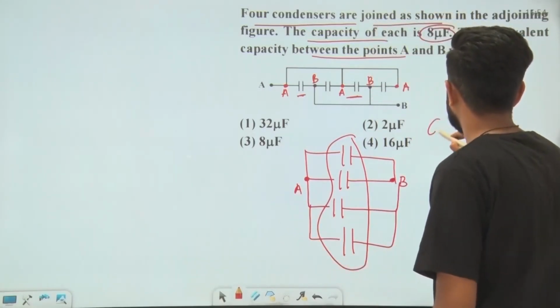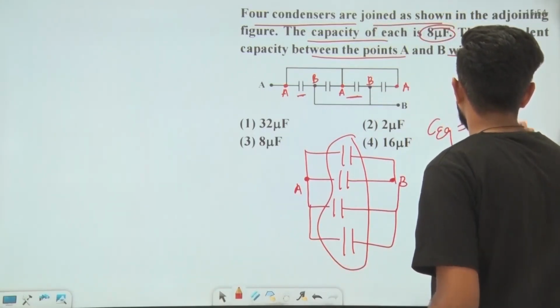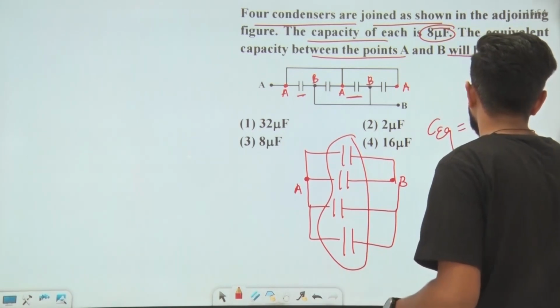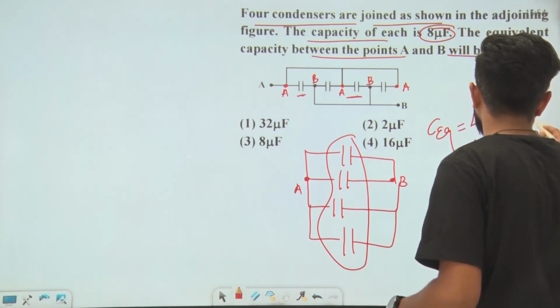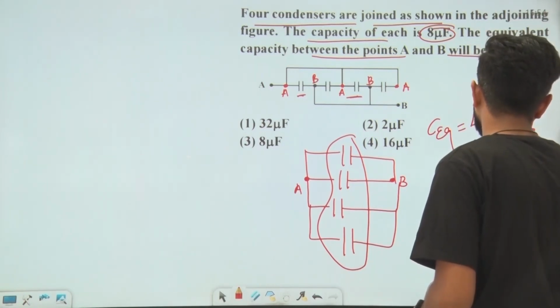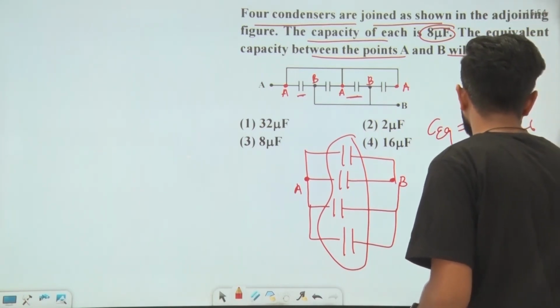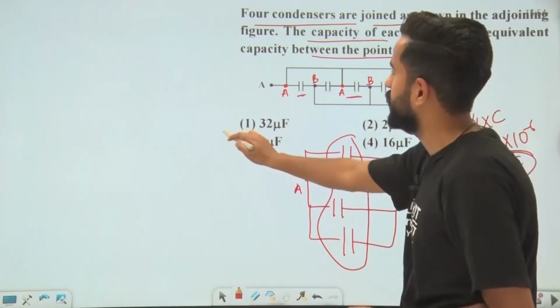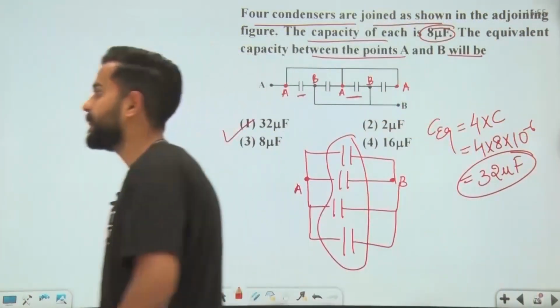So the equivalent capacitance C equivalent will be given as 4 times C, which is 4 into 8 into 10 to the power minus 6, or we can directly write it as 32 microfarad. So option 1 is correct. Thank you.